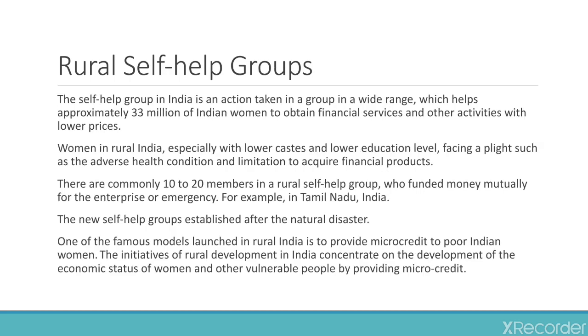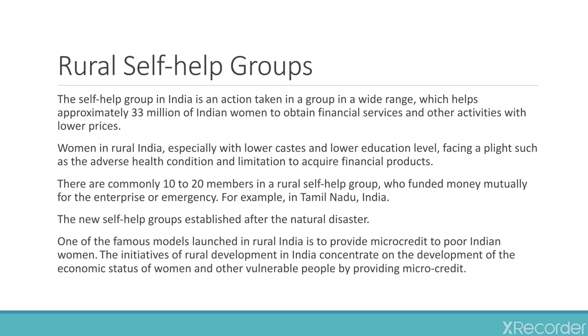Rural self-help group. The self-help group in India is a wide-ranging action taken by groups which helps approximately 33 million Indian women to obtain financial services and other activities at lower prices. Women in rural areas, especially of lower caste and lower educational level, face problems such as adverse health conditions and limited access to financial services.